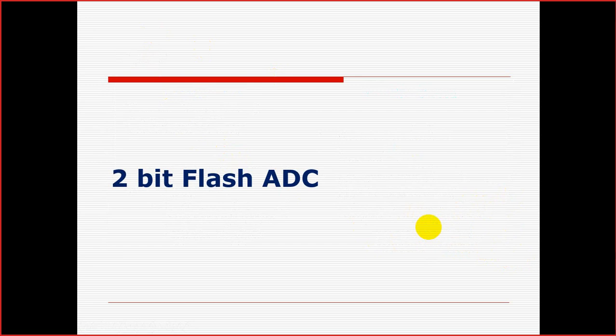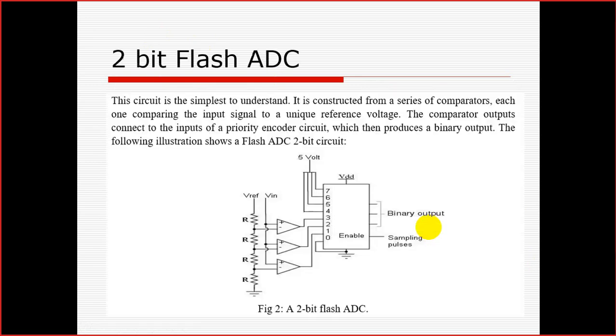So this is the implementation of a 2-bit flash analog to digital converter. The circuit is the simplest to understand. It is constructed from a series of comparators, each one comparing the input signal to a unique reference voltage. The comparator outputs connect to the inputs of a priority encoder circuit. So this is the priority encoder circuit, which then produces a binary output.